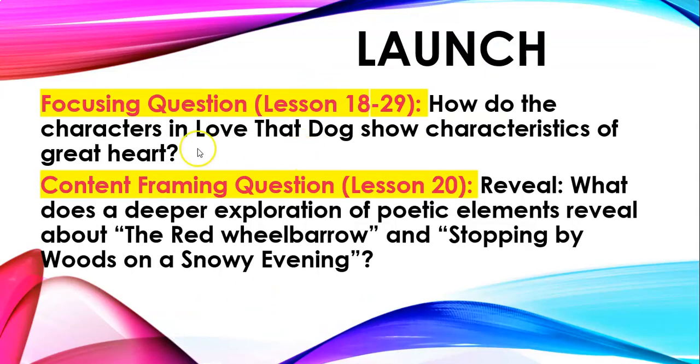So don't forget, we are on the focusing question that says, how do the characters in Love That Dog show characteristics of a great heart? Do I mean literally or figuratively? I mean figuratively, right? They have a great heart. And by the end of lesson 20, you're going to tell me, what does a deeper exploration of poetic elements reveal about the Red Wheelbarrow and Stopping by the Woods on a Snowy Evening? So we're going to say the speaker wrote it this way, and this is the reason why.